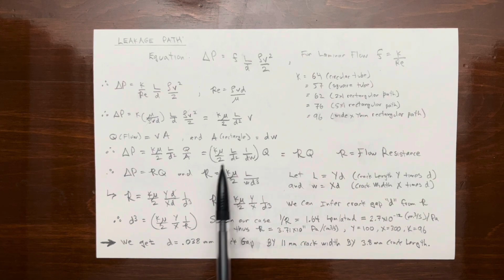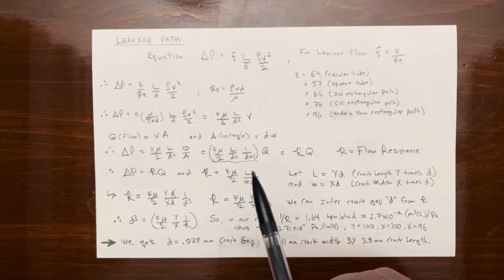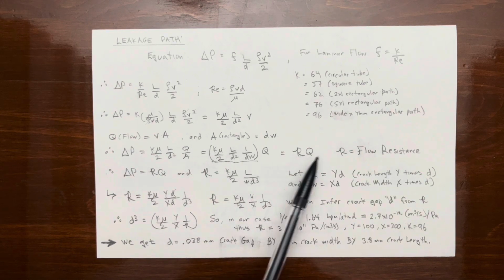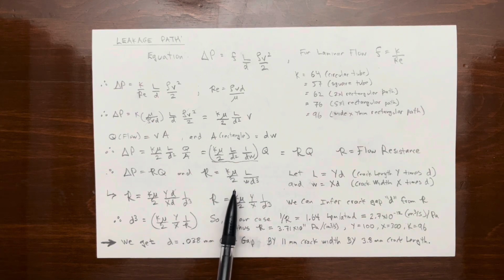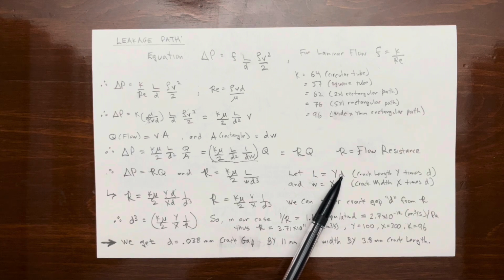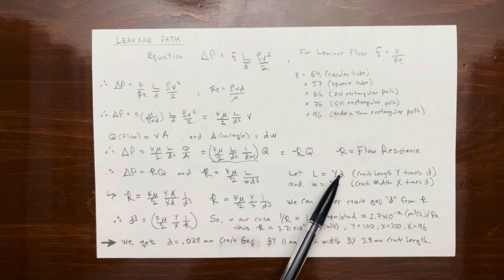And this part under here is essentially your flow resistance, which I'm giving as the handwritten R. So delta P equals R times Q, where R is your flow resistance. That means the R equals the amount in parentheses. In addition to that, to make it further simplified, I'm going to allow L to be Y times d. In other words, the flow path length, the axial length that the water has to travel through that leakage path, is some factor times the crack gap.